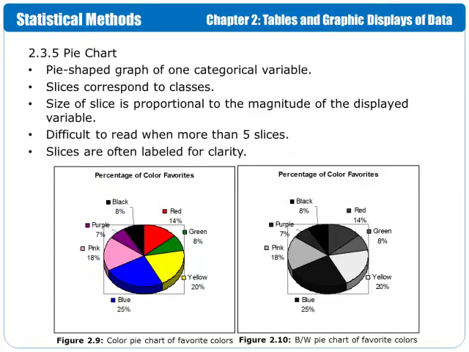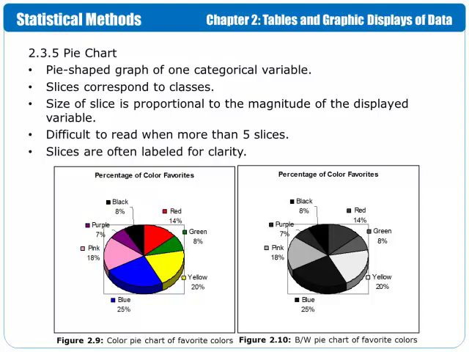Now we look at a pie chart. A pie chart is a pie-shaped graph of one categorical variable. The slices correspond to the classes. The size of the slice is proportional to the magnitude or the frequency of the displayed variable.